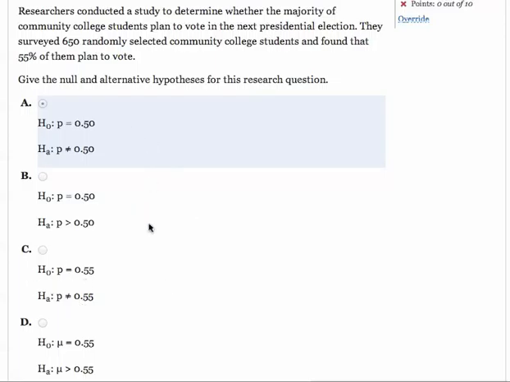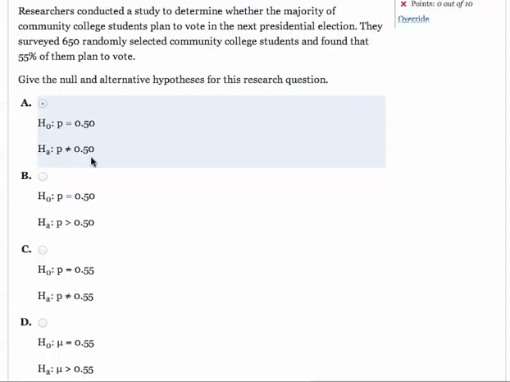So now it's either A or B, and when you see why it's not A, you're going to be very upset. We wanted to know if the majority plan to vote. The majority means that you have to have more than 50%. So clearly the answer should be B, because that's where the alternative hypothesis has greater than. This one is just, we don't know whether it's the majority or not. We just know that it's not 50%.